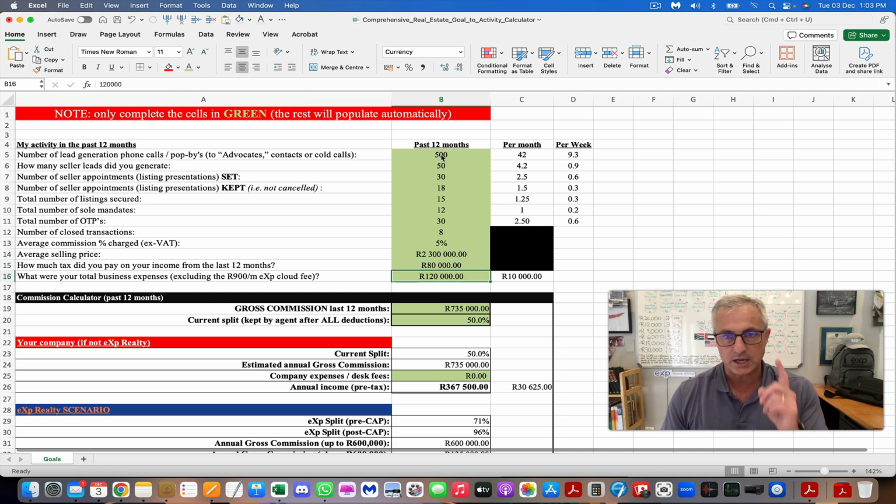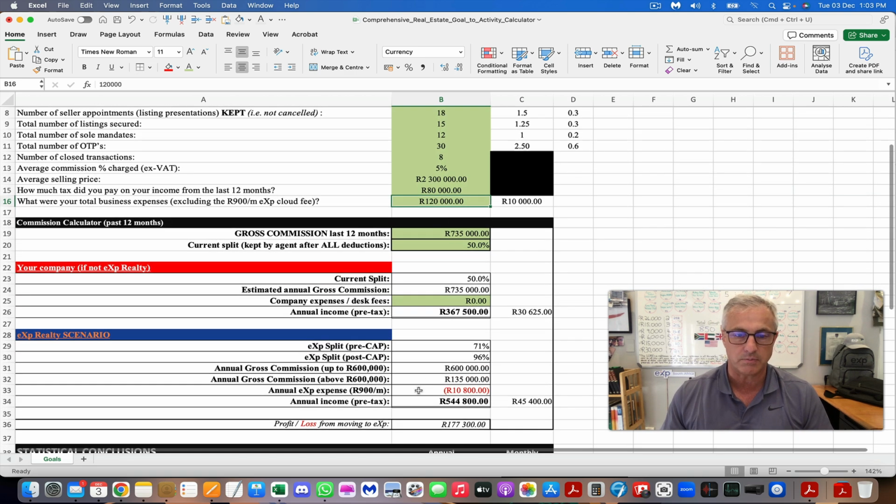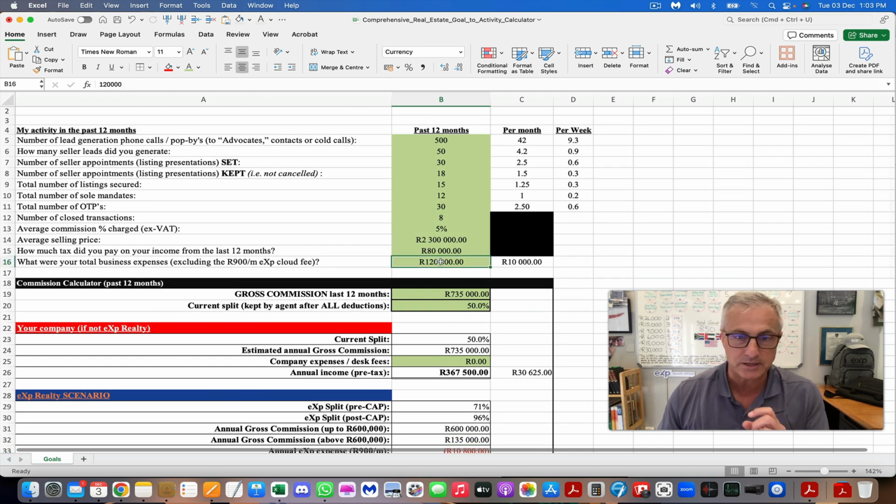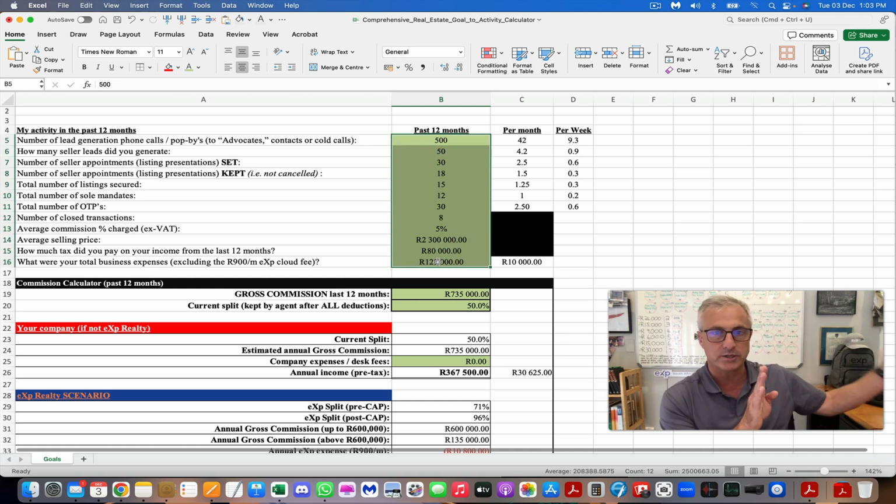And if you're an EXP agent doing this, do not include the 900 Rand per month in that. I have included the 900 Rand per month in the next section down here. But any other business expenses, like if you rent a small office, or your cell phone bill, or your petrol bill, and on we could go. Okay, so this is what you need to fill in looking backwards 12 months. So shooting this video at the end of 2024. So what did your numbers for 2024 look like?